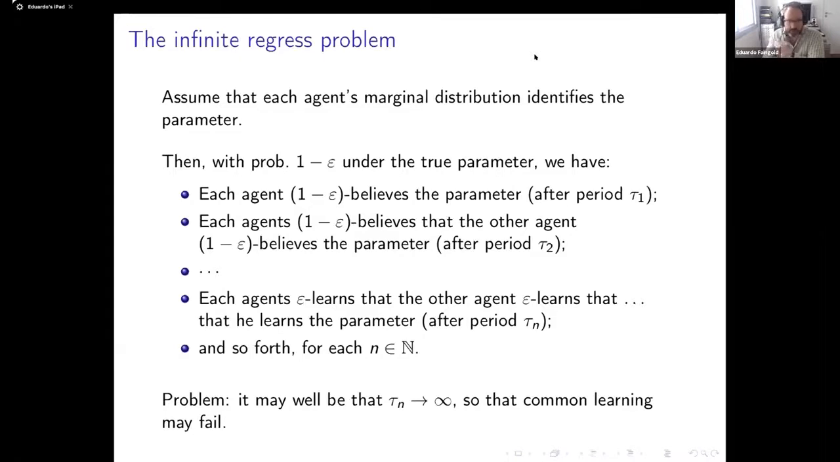And then for every n, each agent is going to epsilon learn that the other agent has epsilon learned that, and so on, that he learns the parameter, n times. And this is going to happen after period tau n. The problem is that it may very well be that this sequence of tau n's converges to infinity, so that common learning may fail. You always get that if you fix a finite level in the hierarchy, and you look at just mutual learning up to that level of the hierarchy, then you get this sort of mutual learning. But you want everybody's beliefs about beliefs and so on to converge uniformly on the levels of the hierarchy as time goes to infinity, because that's what's required for common learning.